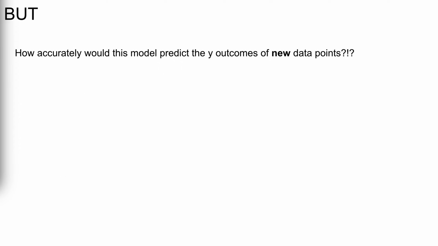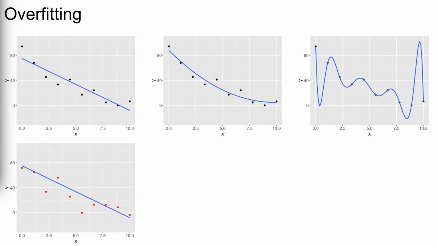But something seems a little off. Though this model perfectly models our sample data, how accurately would it predict the y outcomes of new data points? Let's try it. In the bottom row, the red points represent 10 new data points and the blue curve represents the one predictor model that we built using the original data. That is, this blue model here is the same as the one above.